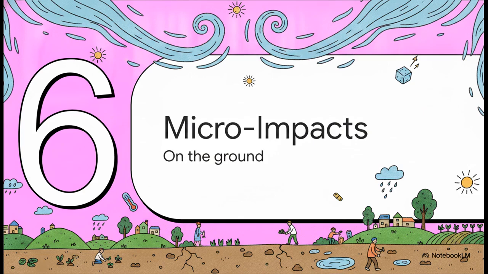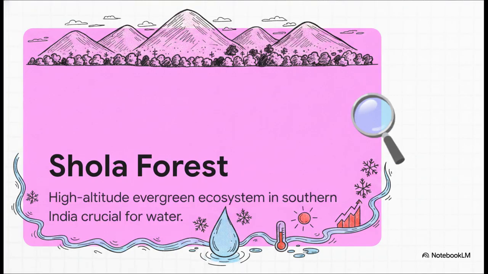And finally, Section 6, Micro Impacts on the Ground. We've spent a lot of time up in the upper atmosphere, so let's bring it back down to Earth for a minute. These massive global changes create highly specific, localized disruptions. Take the Shola Forests, for instance. It's a temperate, evergreen ecosystem found at high altitudes in southern India. It's totally confined to sheltered valleys and depressions, requiring really well-drained soils and avoiding swampy areas. Its main role? Crucial regional water conservation.